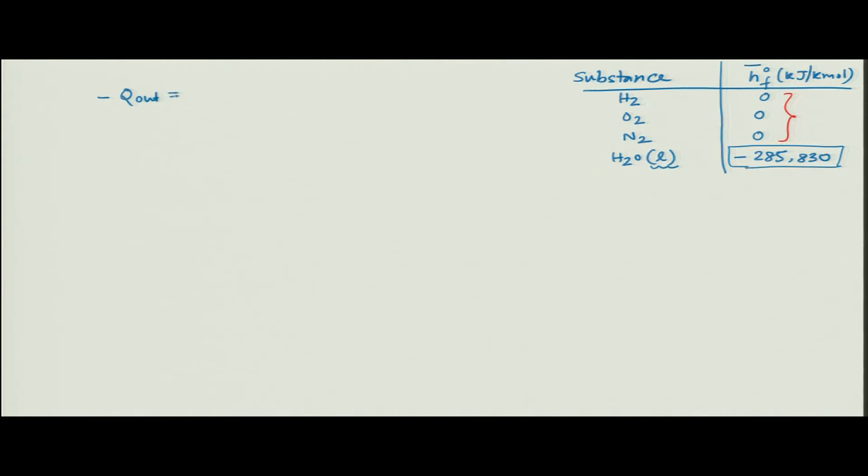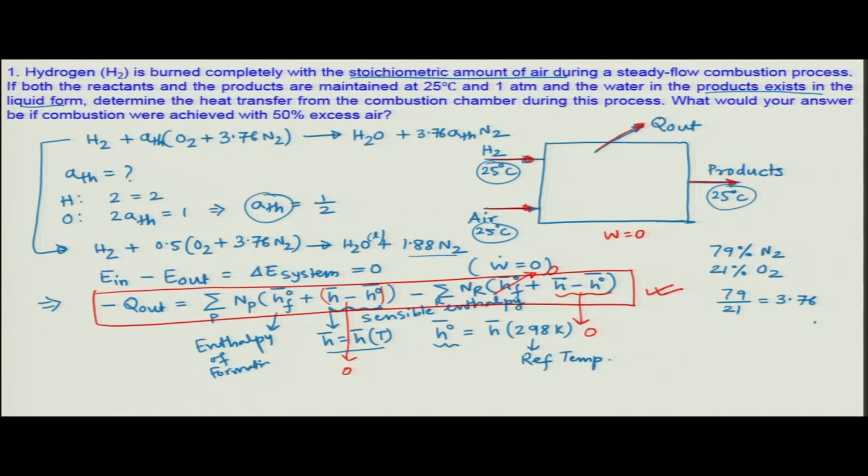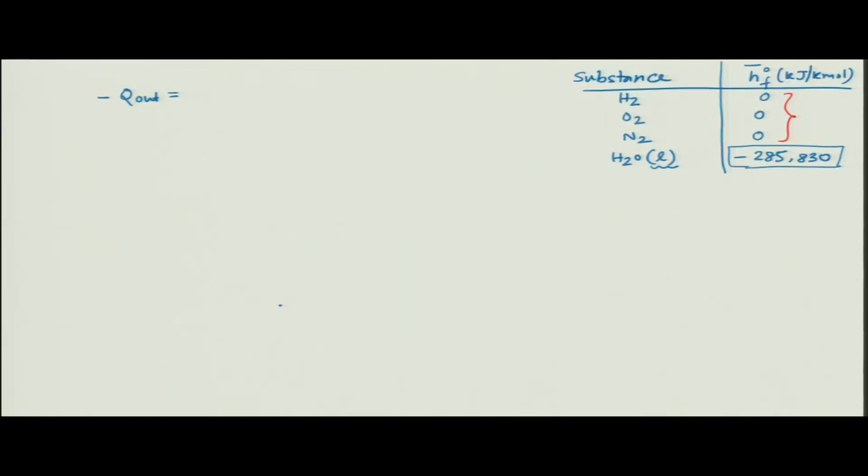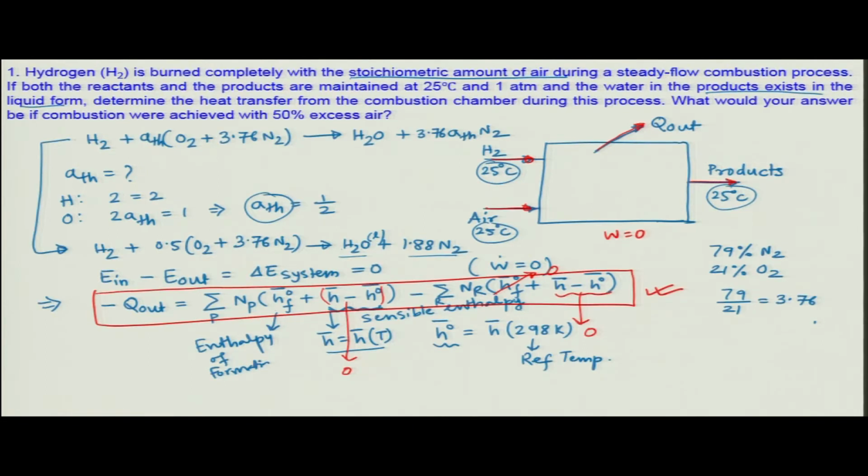that should be equal to, now on the product side you have 1 mole of water times enthalpy of formation of water. So, I am writing 1 times minus 285,830. So, that is it. There is nitrogen, but enthalpy of formation of nitrogen is 0. So, I hope it is clear.